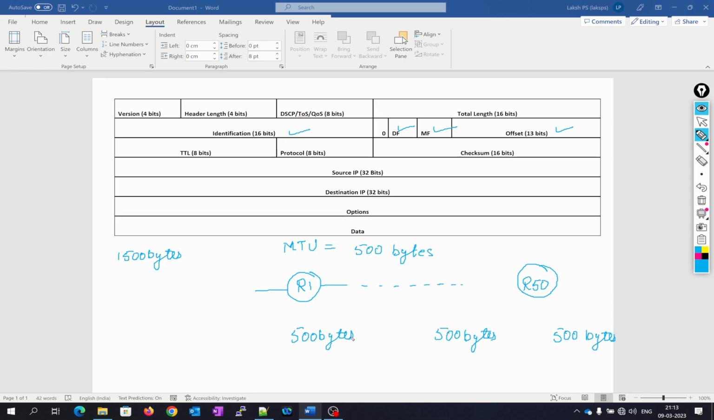Let us see how this calculation is done on the sending side and the receiving side. Please understand that the reassembly of fragments is usually done at the destination device. The devices in between, from source to destination, will not perform reassembly. The reassembly is always performed at the destination device.